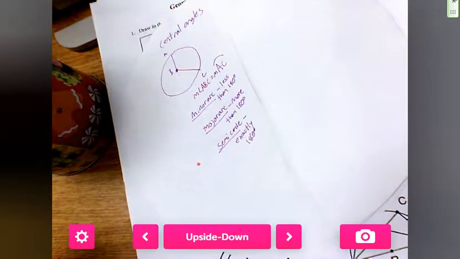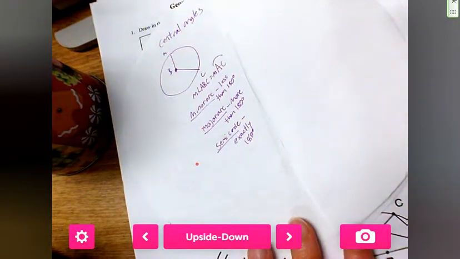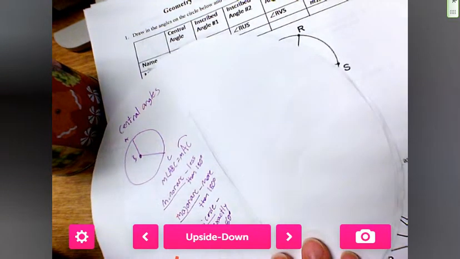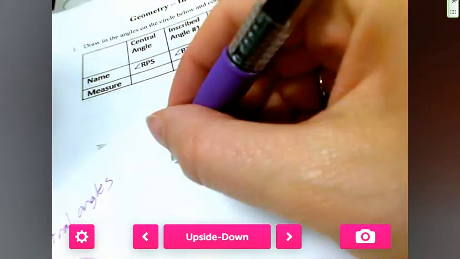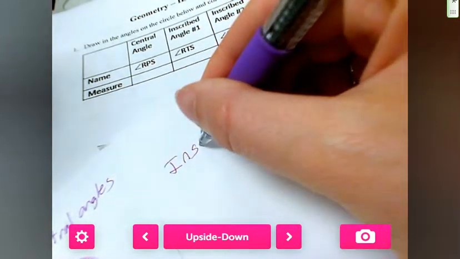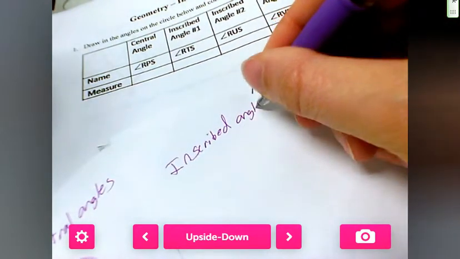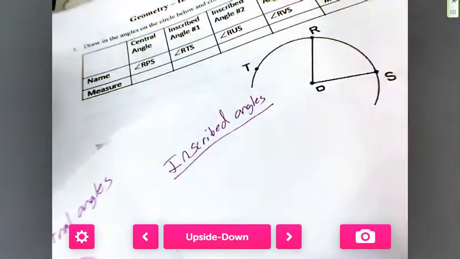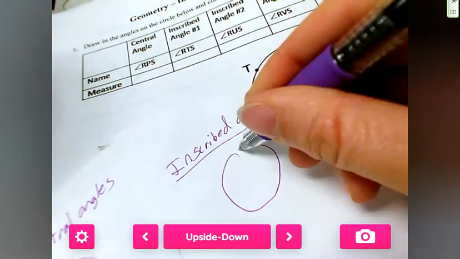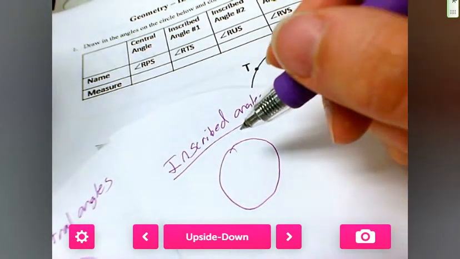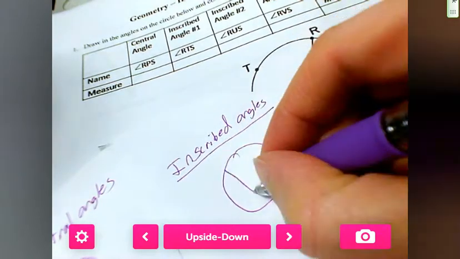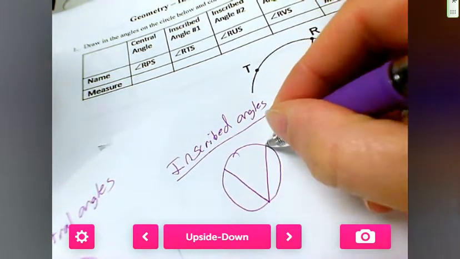Ladies and gentlemen, we are going to add something else to our circle book. We've got central angles, and now we're going to talk about inscribed angles. So I'll zoom this in a bit. We're talking about inscribed angles. Okay. So a central angle goes to the center. An inscribed angle goes all the way to the other side of the circle.